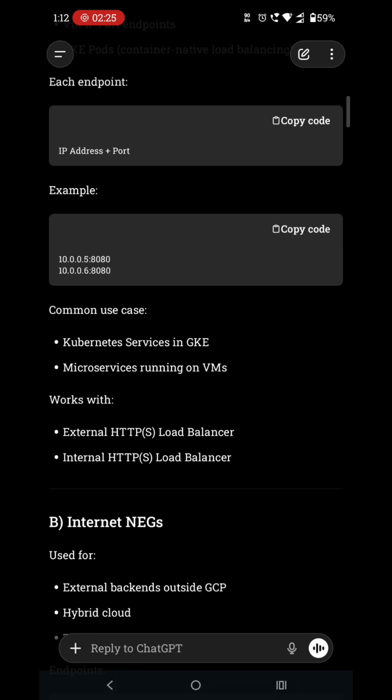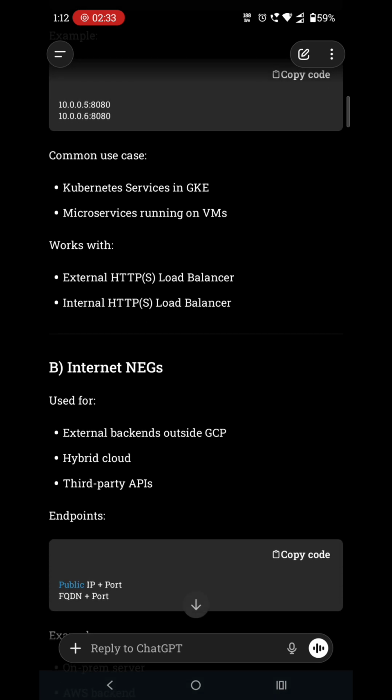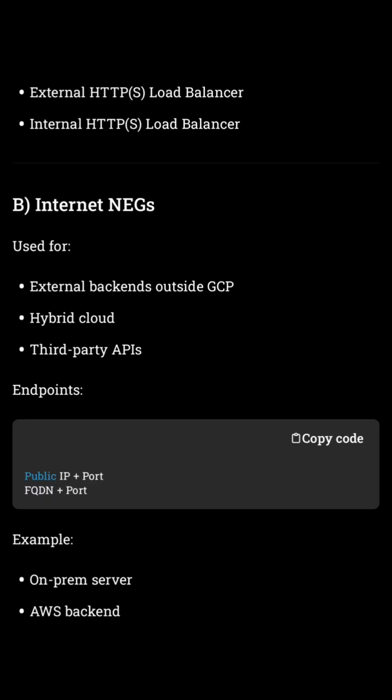Now the common use is in Kubernetes services in GKE, and microservices running in VMs. It also works with the external HTTPS load balancer or internal HTTPS load balancer, or we can say the application load balancer. The internet NEG is used for external backends outside GCP, hybrid cloud or third-party APIs.